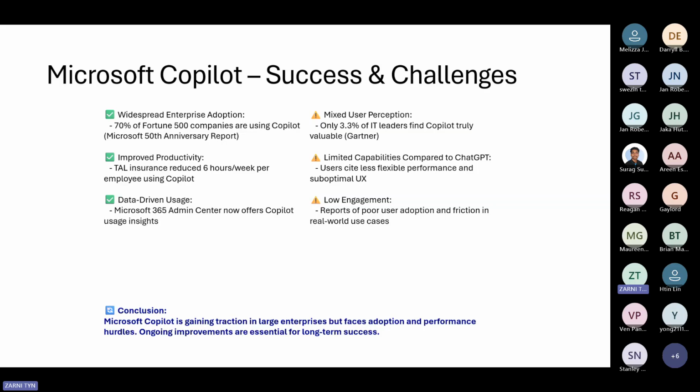I will show you ChatGPT has 600 million users per month in 2024. ChatGPT is what most people are using, while Microsoft has a very little amount. And you can see the user side list. This is the UI. The final is the low engagement, a report of poor user adoption and frustration.